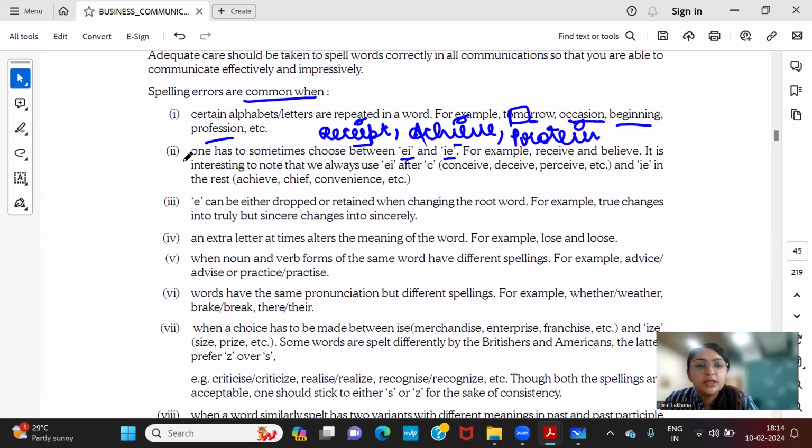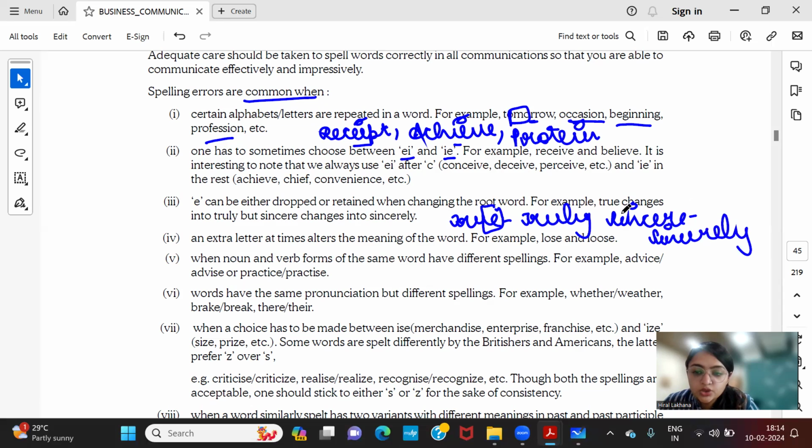Now next, if we can see this example here, E can be either dropped or retained when changing the root word. Here we have two root words, true and sincere. When we are saying truly, we should make sure that we are not including the E here. So truly becomes truly without an E. But when we are saying sincerely, the E is retained. Depending on the word, we need to see if the E is retained or not retained. There might be chances of a spelling error, like truly can be spelled with the E, but that will become a wrong spelling.